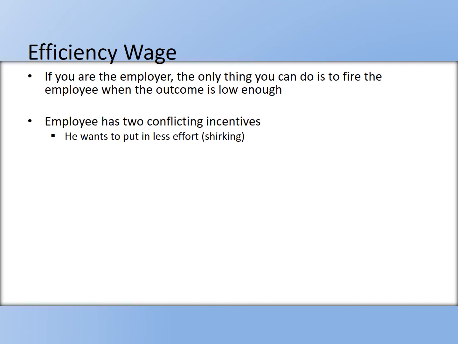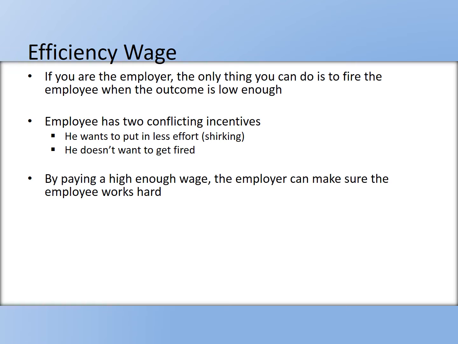So the employee has two conflicting incentives. No one wants to work hard, so he wants to be lazy, or at least put in less effort. But he doesn't want to get fired because the job pays pretty well. So if you pay well enough, the second effect would be stronger than the first effect, and the worker will work hard. So that's the idea. By paying a high enough salary, the employer can make sure that the employee works hard.